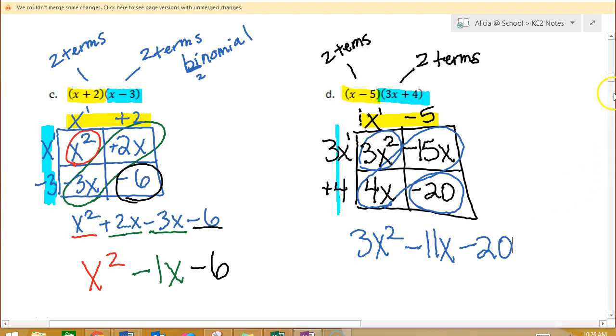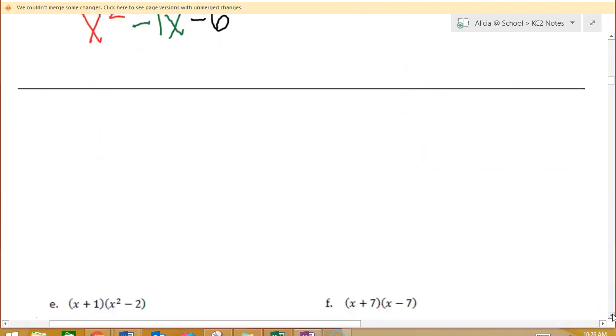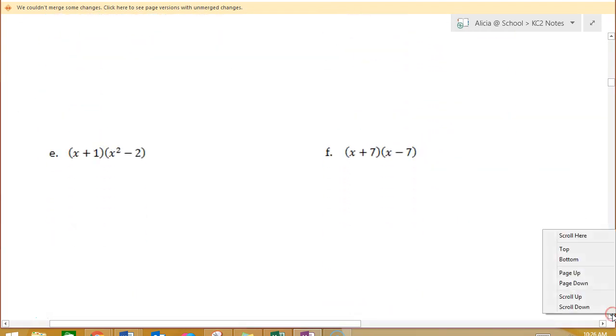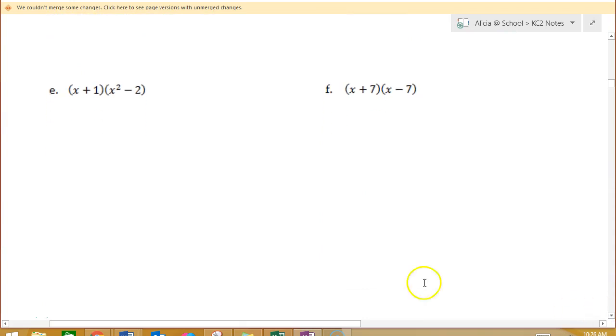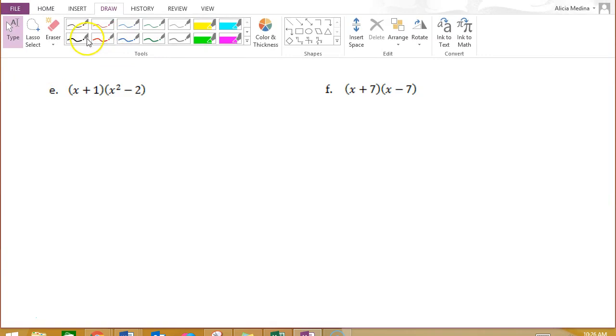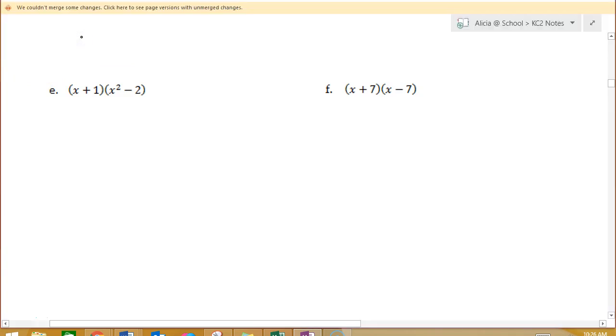We're going to keep going on the back side there. So let me scroll down a little bit. So example E, I have the binomial x minus 1 times x squared minus 2. Two terms in each of these, so I'm going to draw my 2 by 2 again.